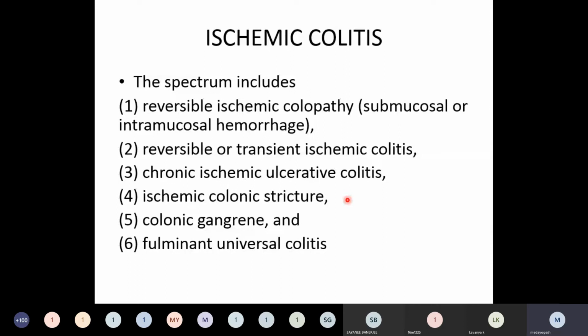The fifth in the list is colonic gangrene, when the patient presents with acute abdomen, sometimes with perforation. And the last of the spectrum of ischemic colitis is the fulminant universal colitis, which is associated with continuous massive bleeding through the rectum, and the patient might end up in acute hemorrhagic shock, which requires immediate intervention and stabilization in ICU.